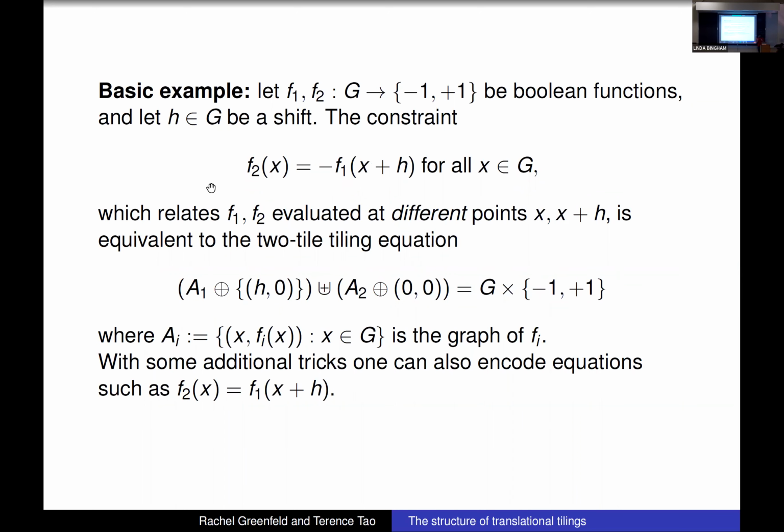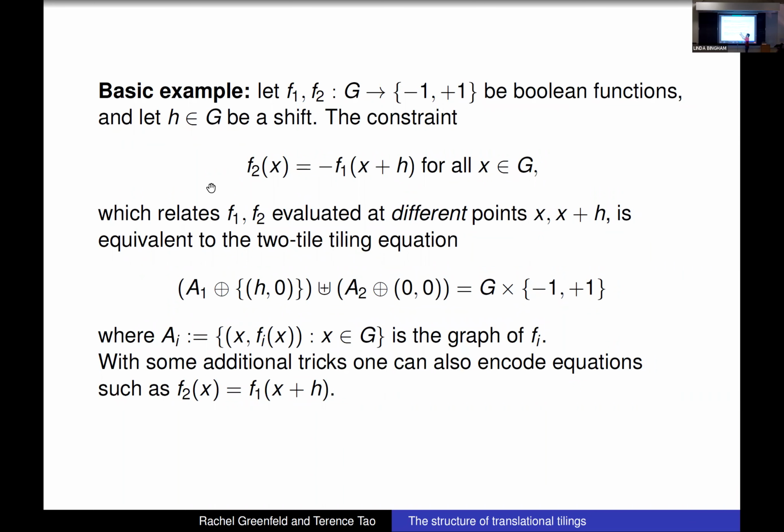So the really fundamental example is that if you have 2 Boolean functions and you want to say that one function is a shift of the other, or say negative the shift of another, I can do that by a tiling equation, but I have to use 2 tiles. So each of these functions generates a graph. F1 has the graph A1, F2 has the graph A2.